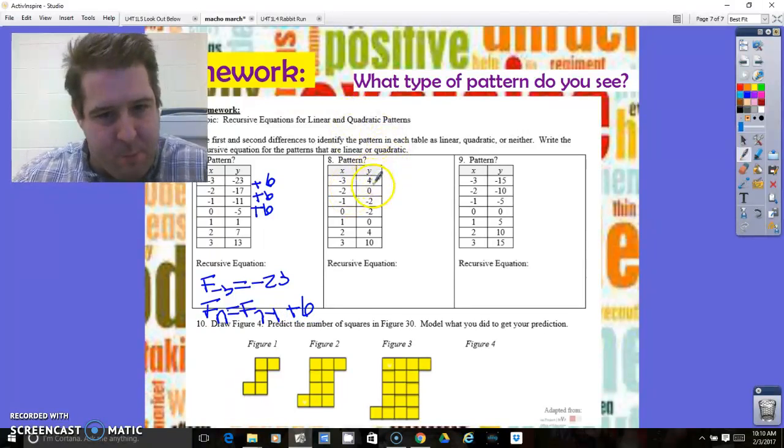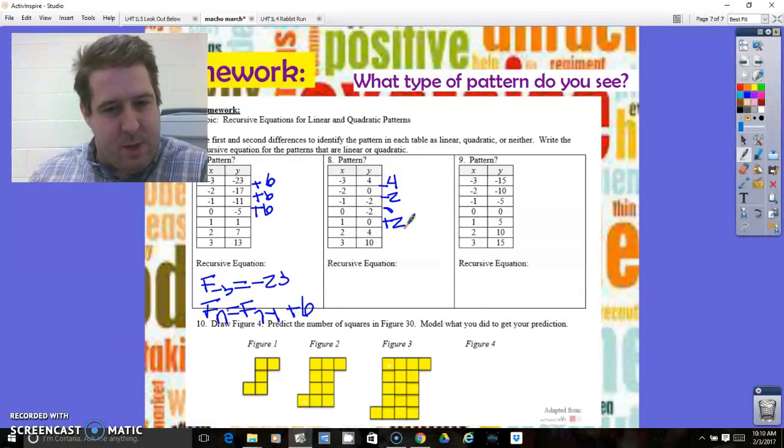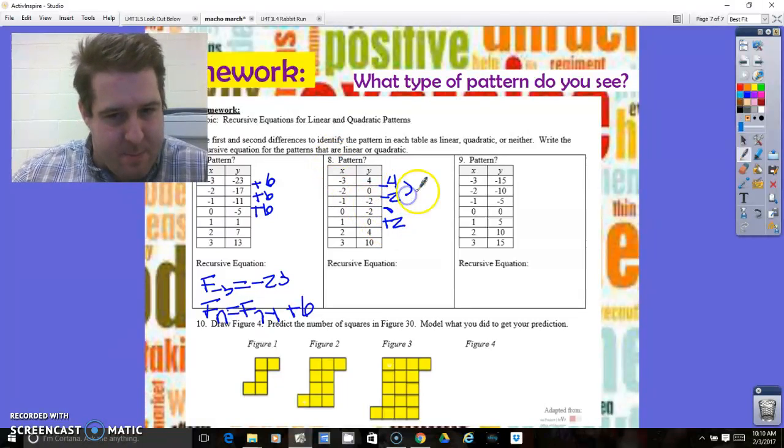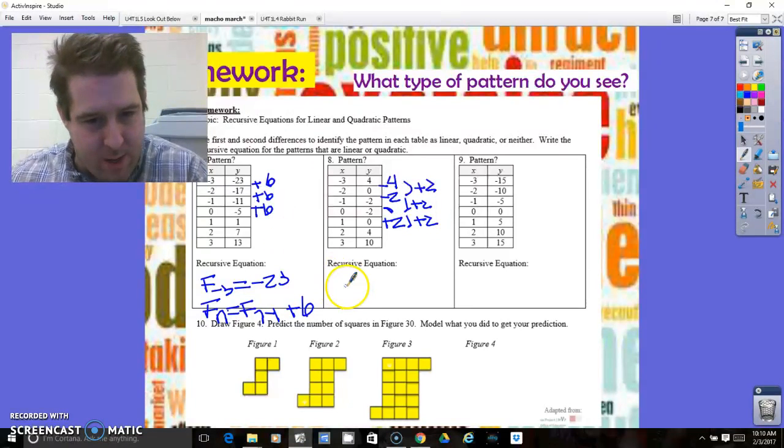Okay, so I look at the next one, 4, 0, negative 2. That decreased by 4, then it decreased by 2, then it stayed the same, and then it increased by 2. Okay, so now we have a second difference this time. The differences are increasing by 2, which tells me that this is a quadratic equation.